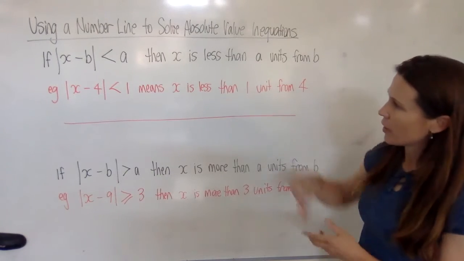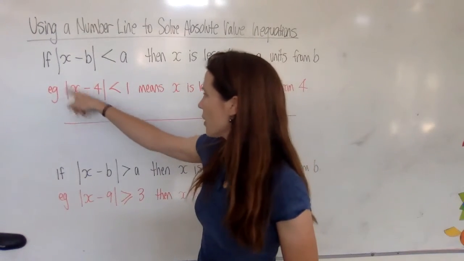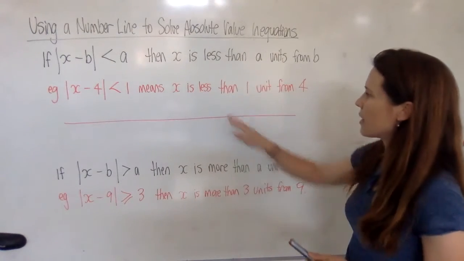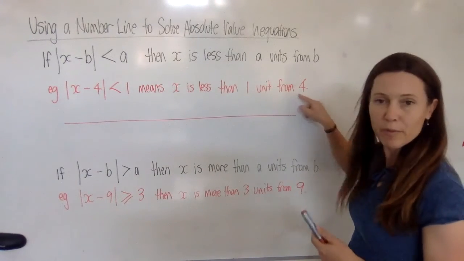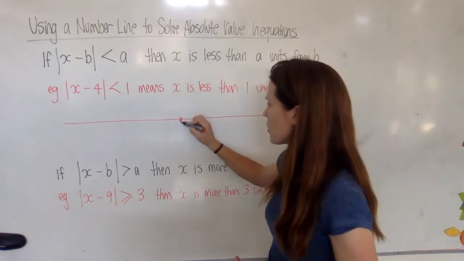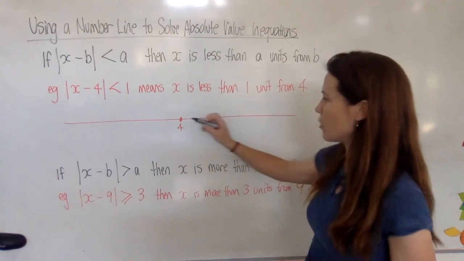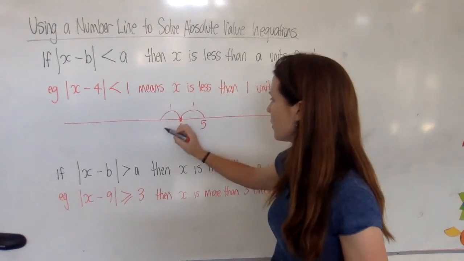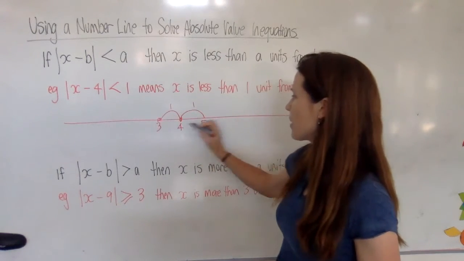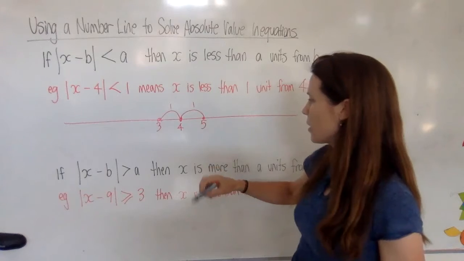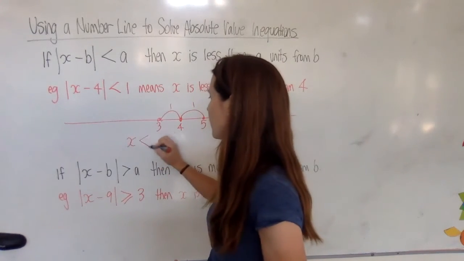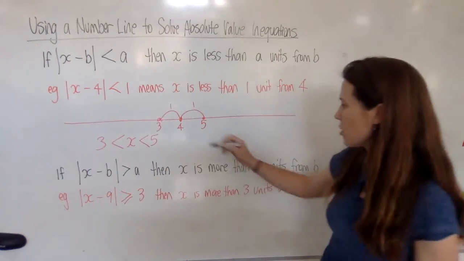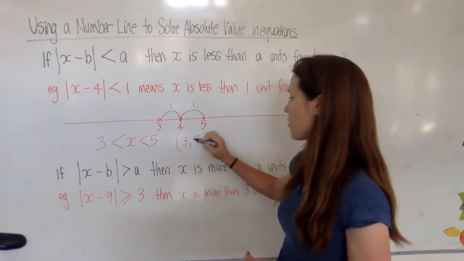So how it works in practice, if the absolute value of x minus 4 is less than 1, what that means is that x is less than 1 unit away from 4. So your point of interest is your 4, and you're less than 1 unit from it. So go up 1 and go down 1, and you'll find that x must be between the 3 and the 5. So you'd write your solution like this. Or if you're using your new notation, you could use round brackets and write it like that.